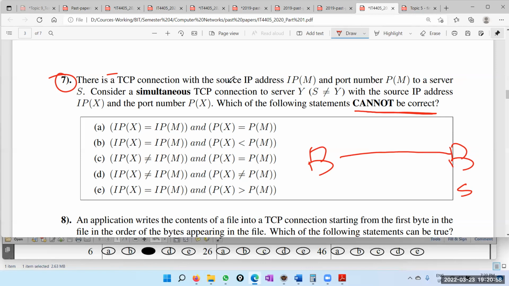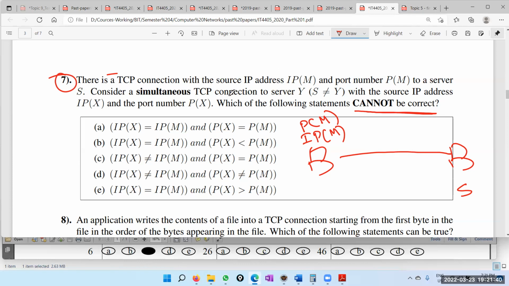Now let's put it down. There is a TCP connection with the source IP address. So this is the source. This is the destination. Source IP address, they call it IPM, and port number PM. Remember, the source has an IP address and port. Destination has an IP address and port. Okay, IP address is a network layer concept. Port is a transport layer concept. IP address is exposed to the hops, routers, but port number is not exposed to the routers, because a port is a transport layer, end-to-end protocol, right?